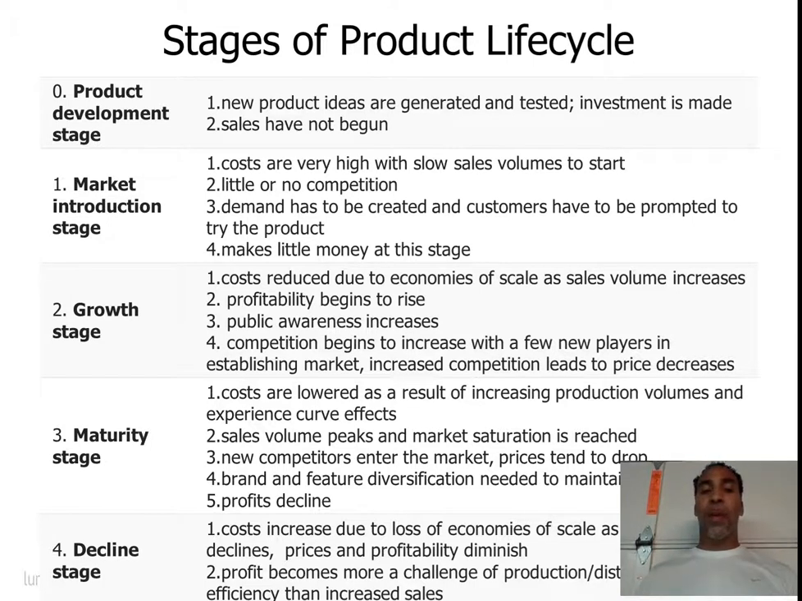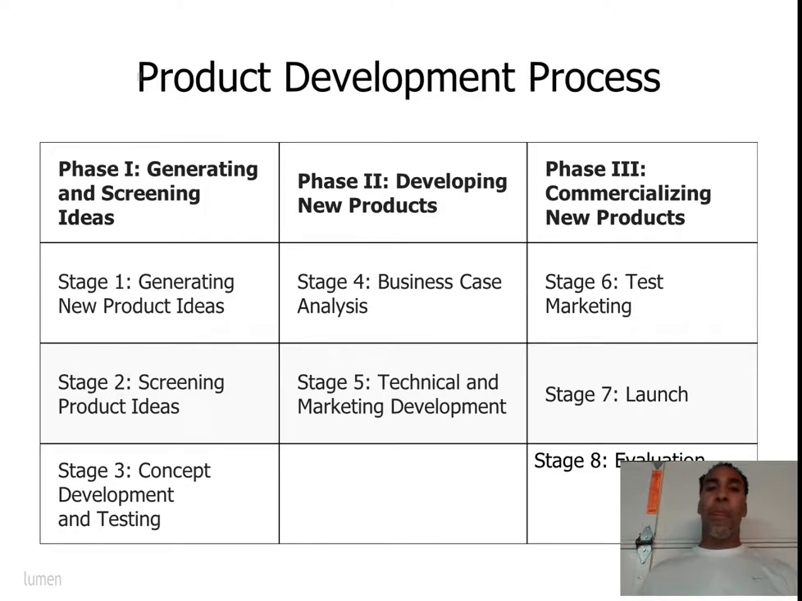Everybody knows about your product. Costs are lowered. Sales volume peaks. Then you have your decline stage. That's when things are coming to the end. People are probably no longer going to purchase your product, like a Snuggie. How many people are out buying Snuggies now? But people were buying them like hotcakes before. So that's when things start to go on the decline.